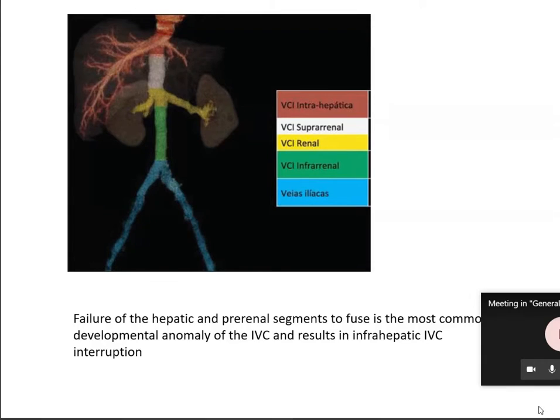Yes, sir. Pardon, sir. It is a failure of fusion of which segment, sir? You cannot read what is written in the slide. It is blurred, sir. Now we can see, sir. Failure of the hepatic and the pre-renal segments.